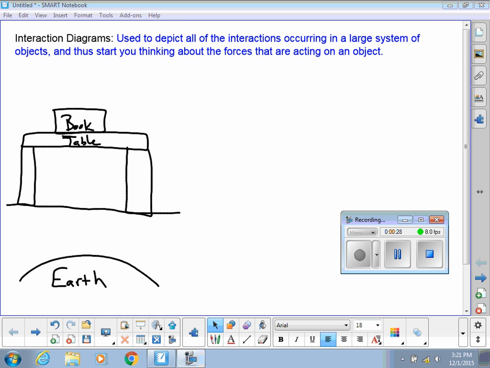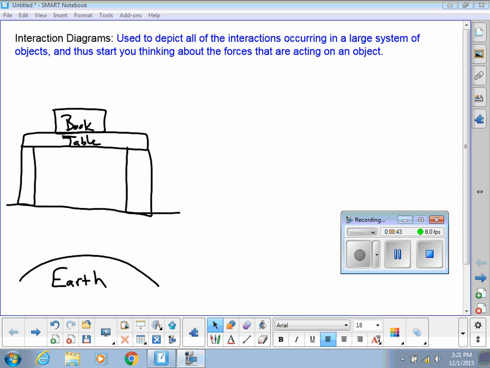Tomorrow you're going to get an assignment on this stuff, have to do a bunch of interaction diagrams. So I want you to really think about it. Maybe even go so far as to come up with an example and then see if you can agree upon the forces of your example.